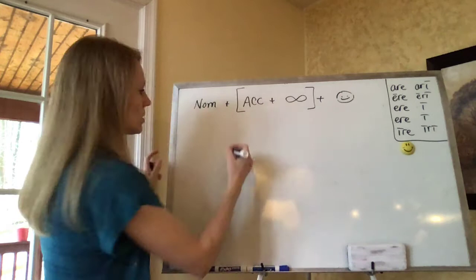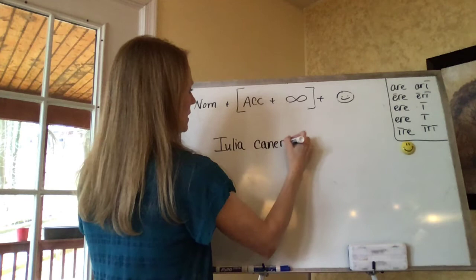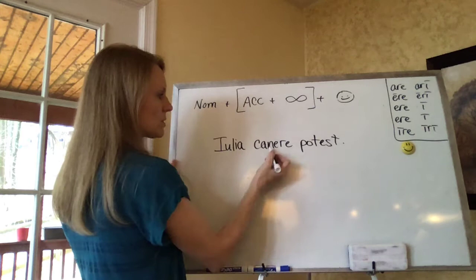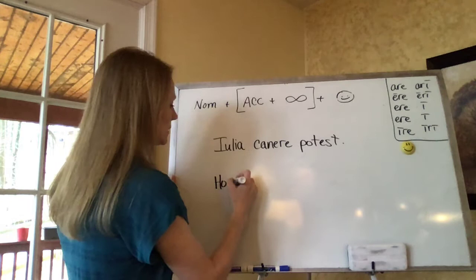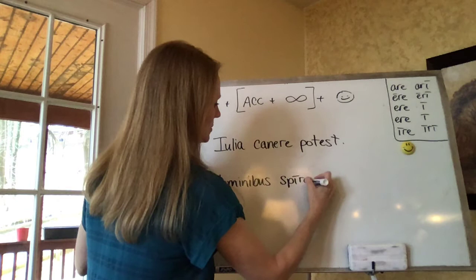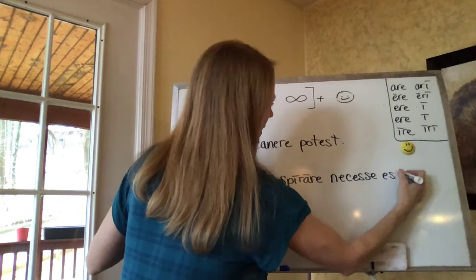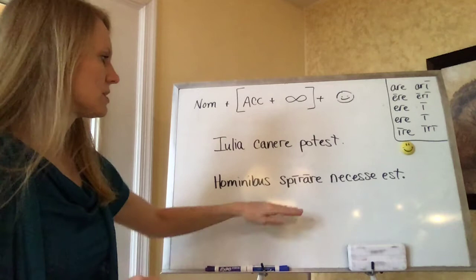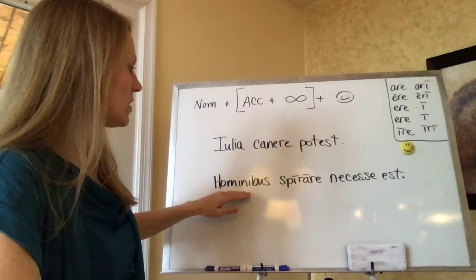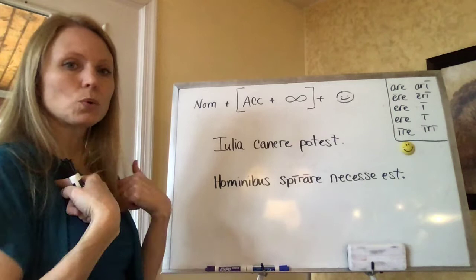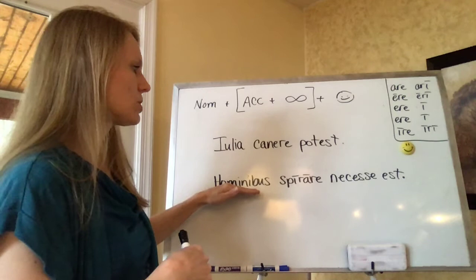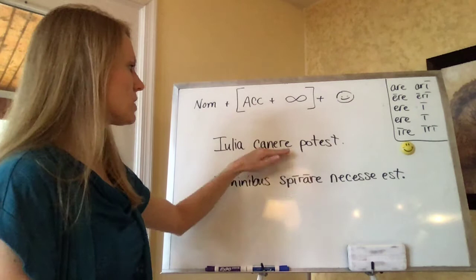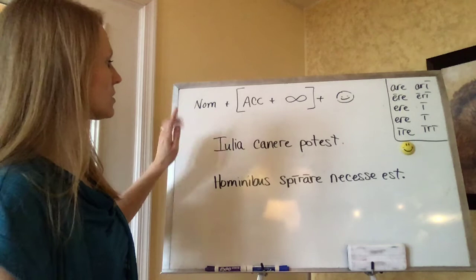So remember we had Julia canere potest, right? Julia is able to sing. That's the complementary one. And then we also had hominibus spirare necesse est, okay? And this one was the subjective one. For humans, that's the dative there. So it's a dative of possession. So when it's showing possession in that way, like to the humans is another way to say it. So humans or for humans, it is necessary to breathe. So remember, we use this three different ways. So we have the head verb sentence pattern, our complementary, and our subjective, okay, for those infinitives.